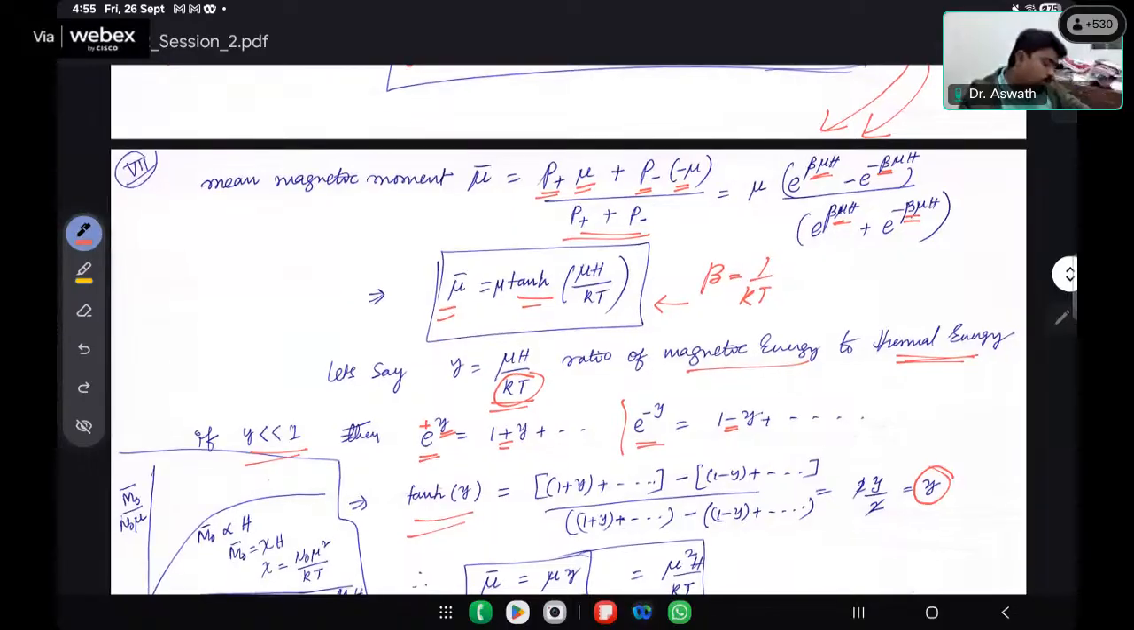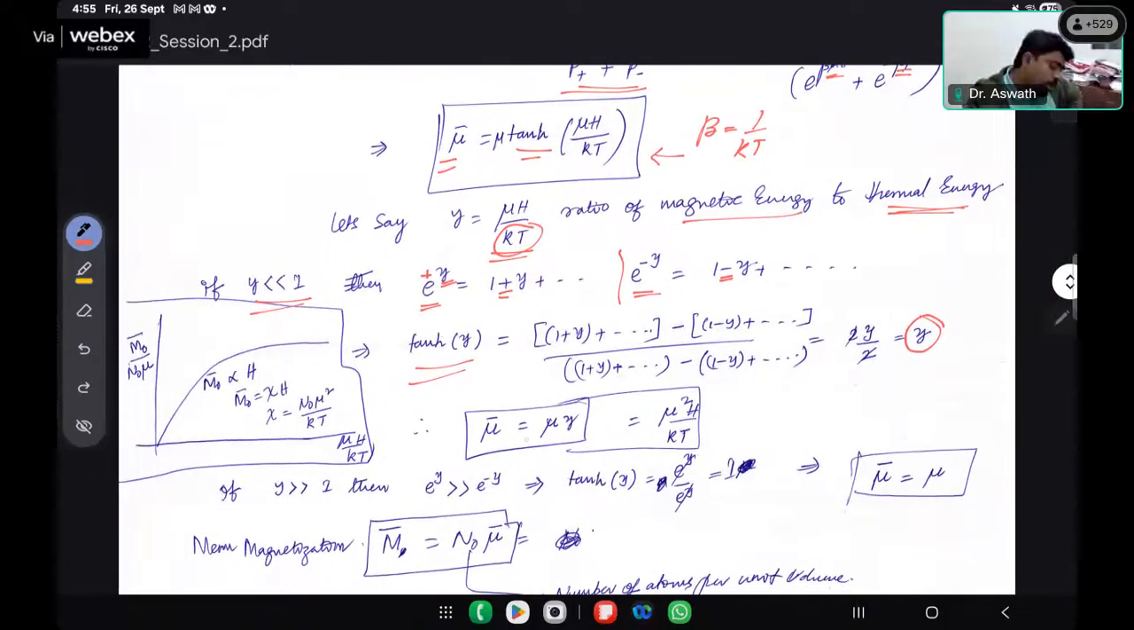So the mean magnetic moment is simply y multiplied by the actual magnetic moment. What is y? Y is this quantity. Explicitly, the mean magnetic moment is equal to the magnetic moment squared, multiplied by the applied magnetic field, divided by the Boltzmann constant.